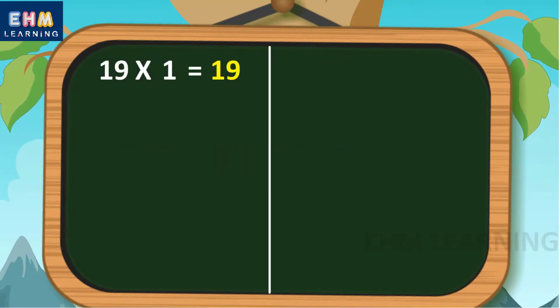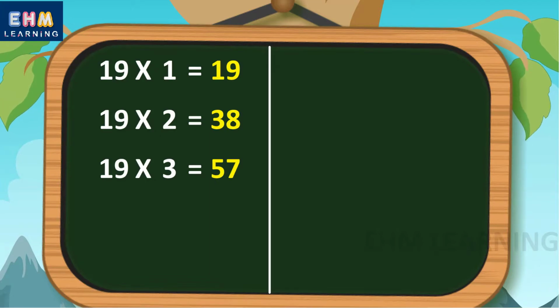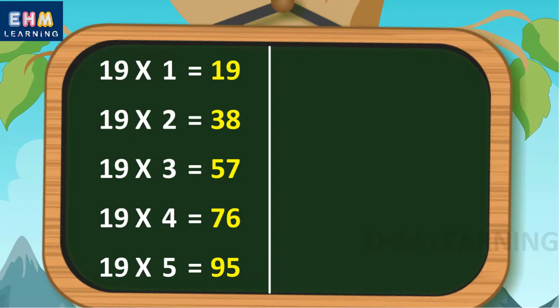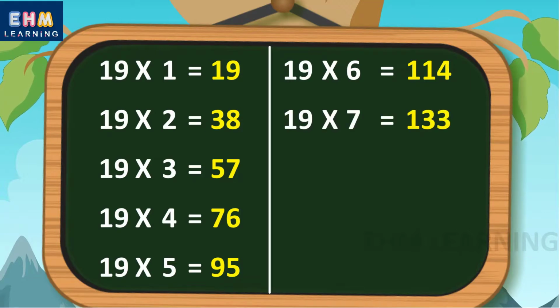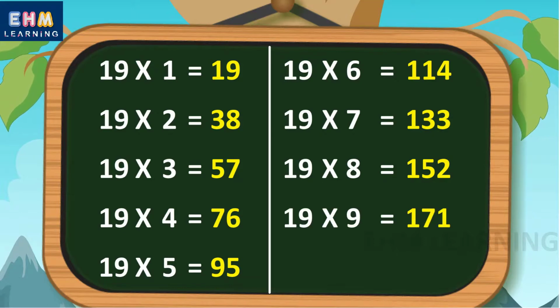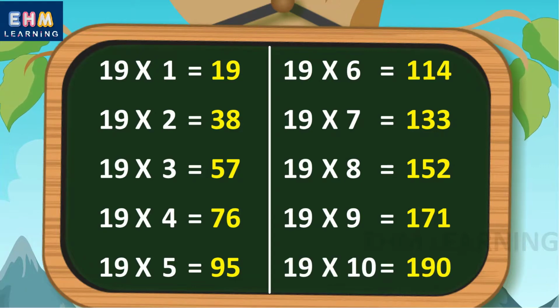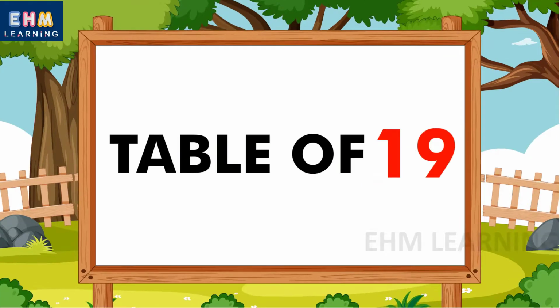19 ones are 19. 19 twos are 38. 19 threes are 57. 19 fours are 76. 19 fives are 95. 19 sixes are 114. 19 sevens are 133. 19 eights are 152. 19 nines are 171. 19 tens are 190. Once more. Table of 19.